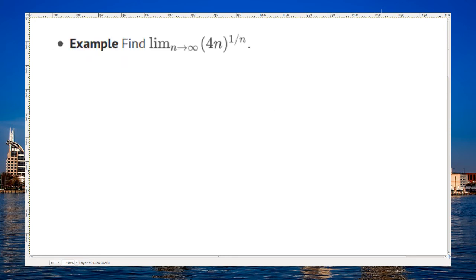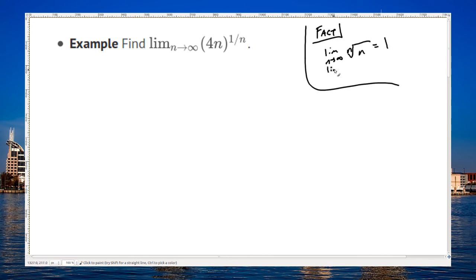One more. I'm going to find the limit as n goes to infinity of 4n to the 1 over n. So, how would I approach this? Well, the fact I need to recall from earlier is the limit as n goes to infinity of the nth root of n is 1, and the limit as n goes to infinity of the nth root of x is 1, as long as x is positive.